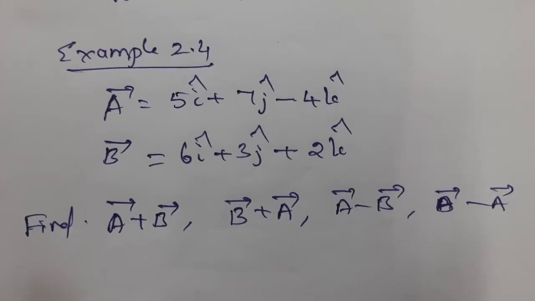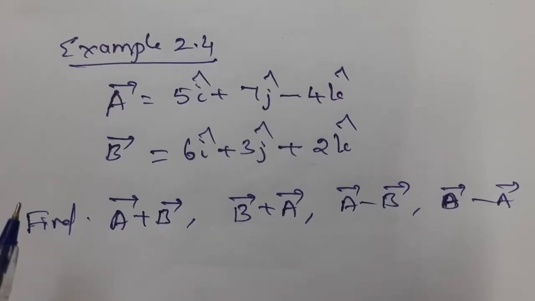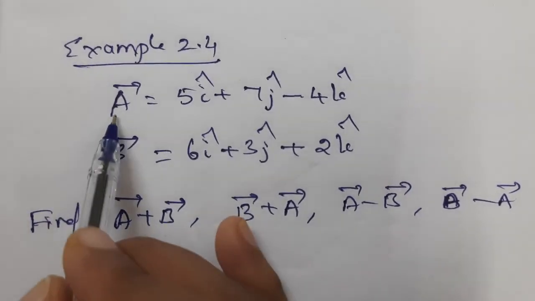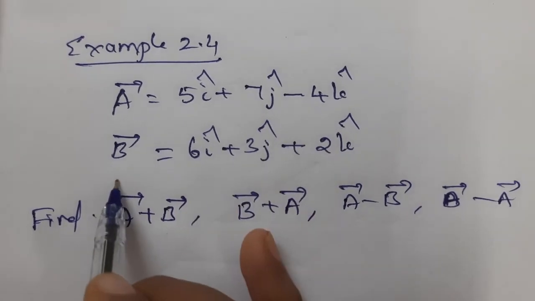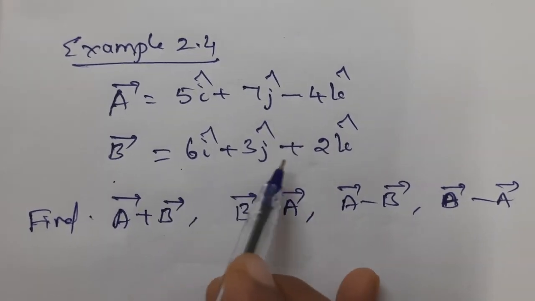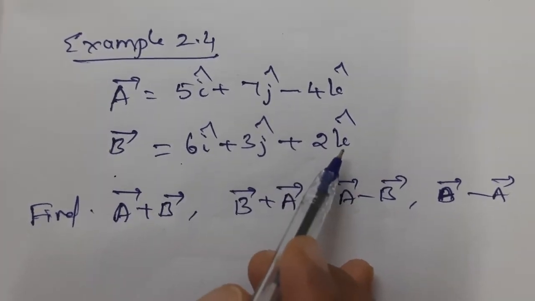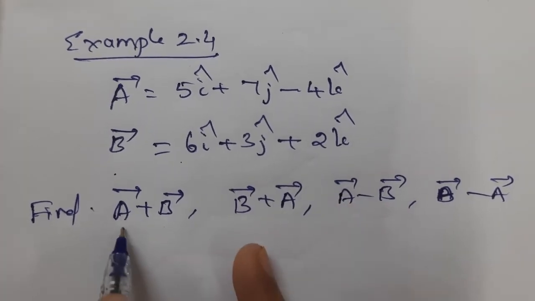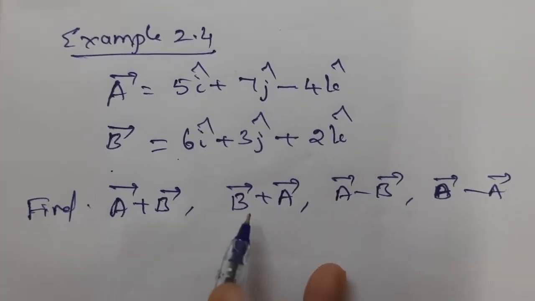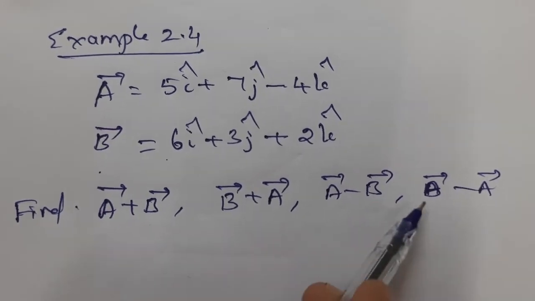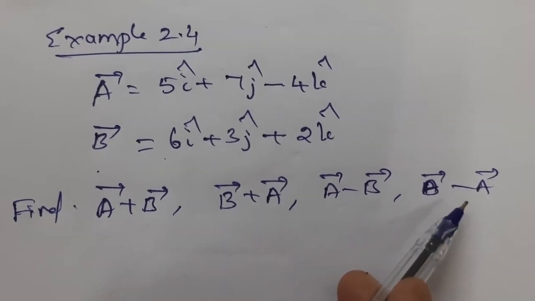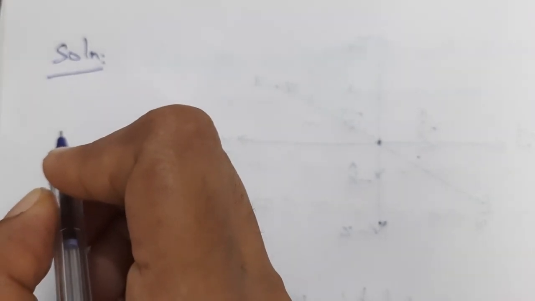Let's see example 2.4. Two vectors are given. A vector equal to 5i cap plus 7j cap minus 4k cap, B vector equal to 6i cap plus 3j cap plus 2k cap. They are asked to find A vector plus B vector, and A vector minus B vector. Solution.